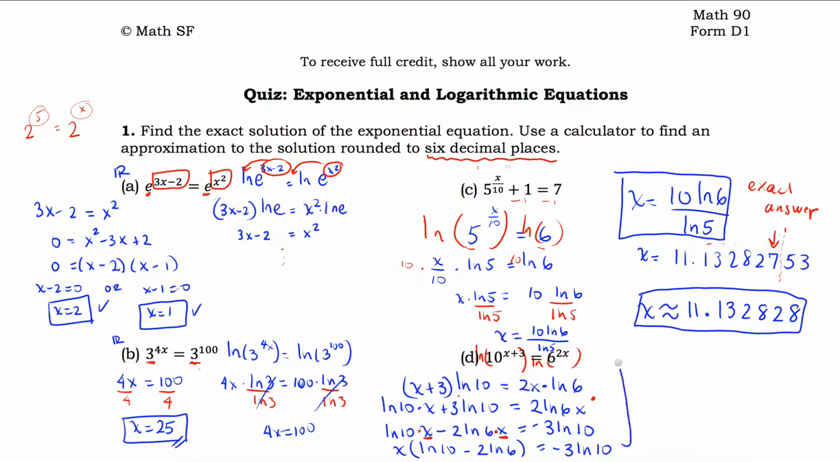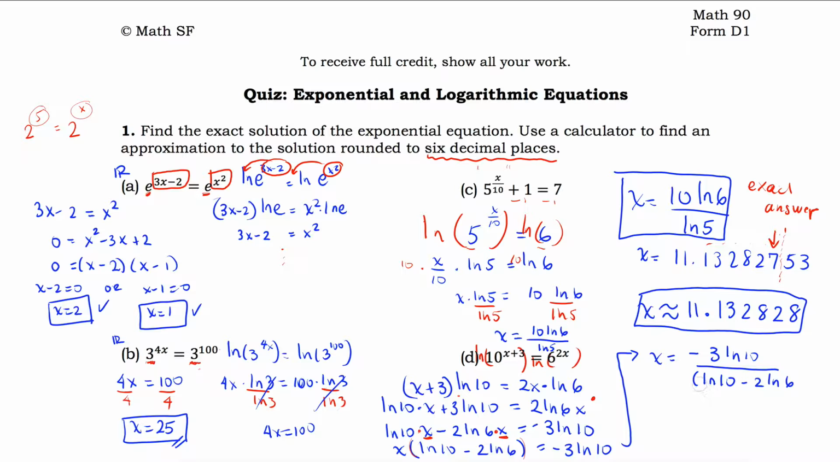So let me move this up to here. If I'm going to isolate for x, I just have to divide by this whole amount here. I divide each side by this amount, and then I get x is exactly equal to negative 3 ln of 10 over, parentheses, or you don't actually need the parentheses, ln of 10 minus twice ln of 6. So that should be your answer for that particular problem.